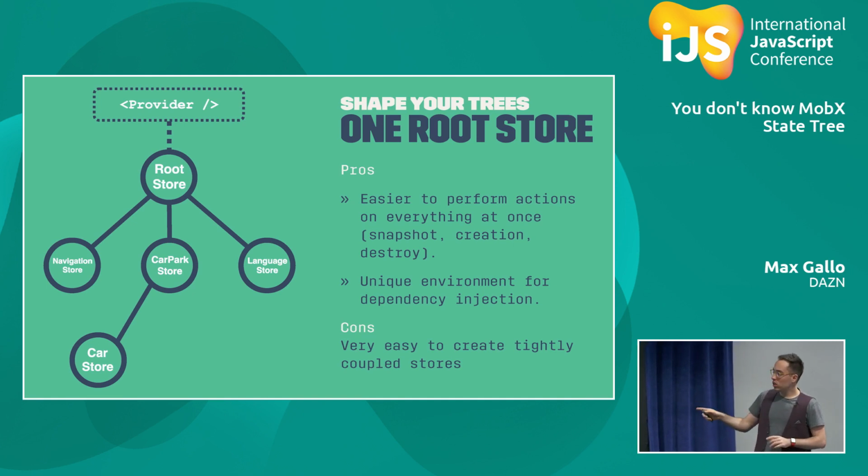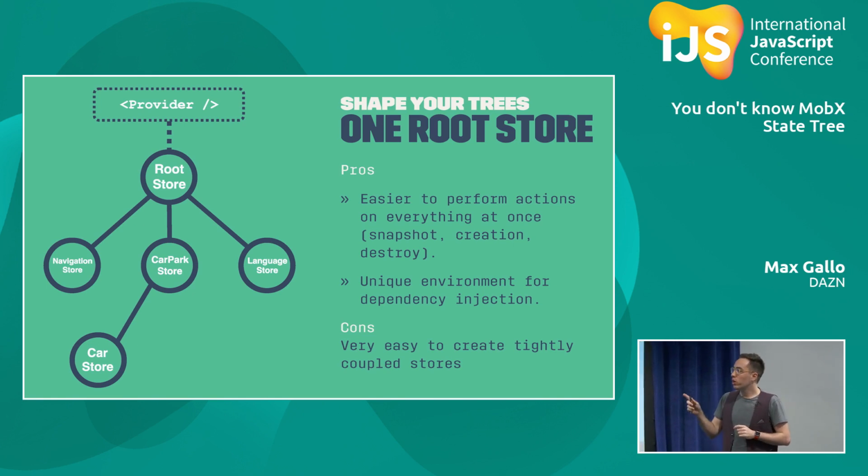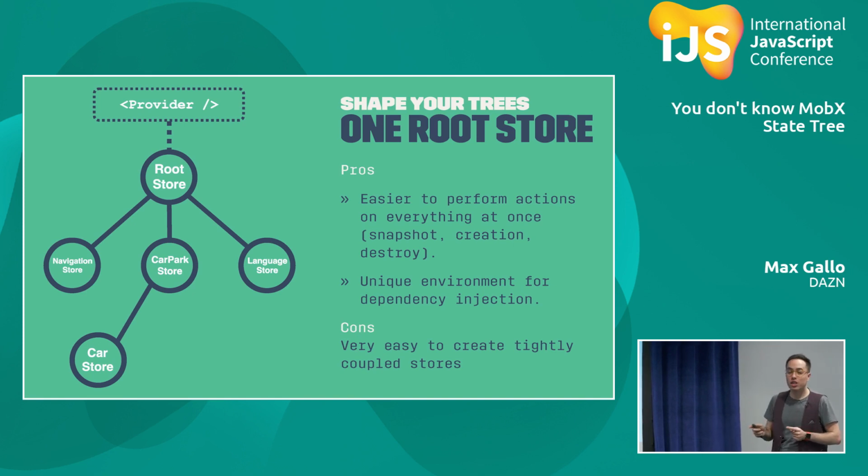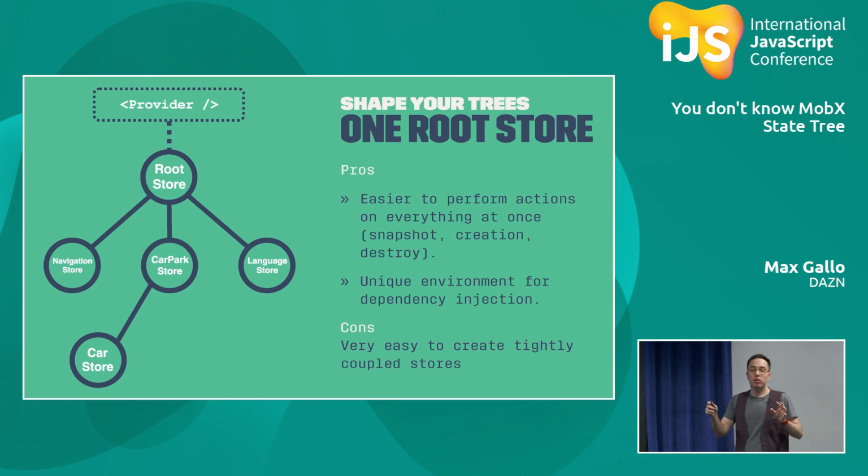Easy. As a con, we need to make sure that with this configuration, we are not creating stores that are too tightly coupled between each other. Being in the same tree means that from the MobX State Tree APIs, there are ways to navigate and to traverse through the tree.